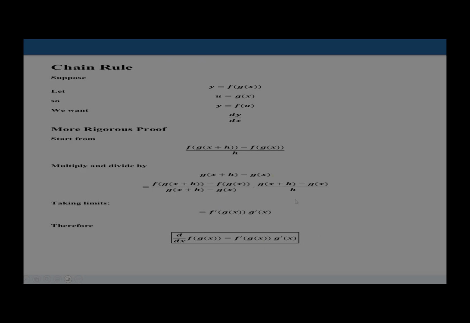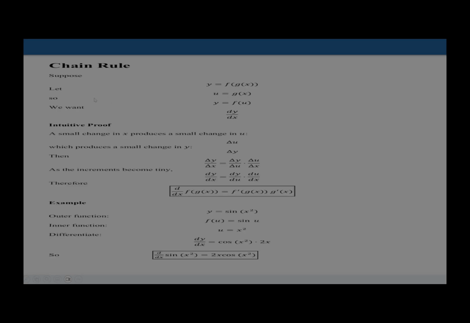Right? You can go step by step again. You can see that very clearly. That's the answer. There's another way to explain it too, right? On the chain rule, we're going to call it an intuitive proof. Very simple. Let's do it again.